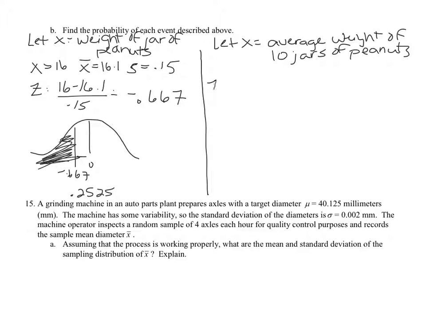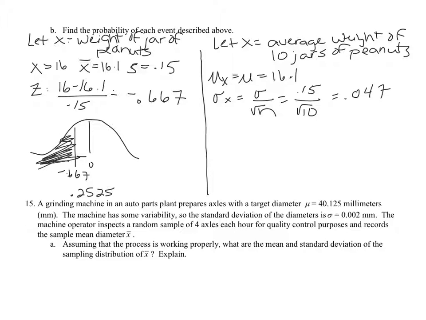Alright, so we're going to have z. Well, first, we need to find our new mean and our new standard deviation. So mu sub x bar is equal to mu, which is equal to 16.1. And now we need to find our standard deviation, which is equal to sigma divided by the square root of n. So this will be 0.15 divided by the square root of 10. So we get 0.047, right? Provided that the 10% rule is true.